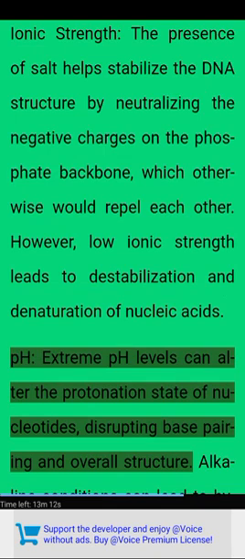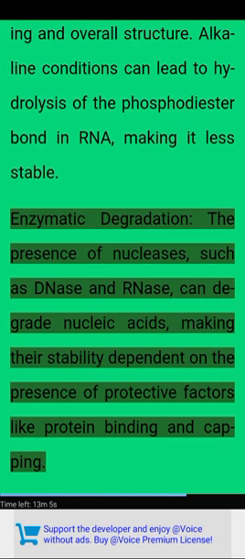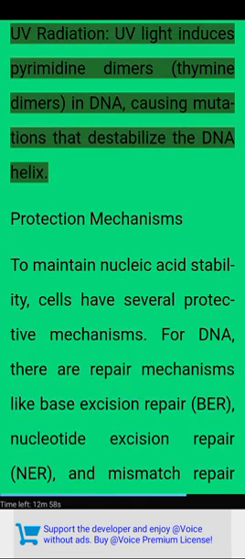pH. Extreme pH levels can alter the protonation state of nucleotides, disrupting base pairing and overall structure. Alkaline conditions can lead to hydrolysis of the phosphodiester bond in RNA, making it less stable. Enzymatic degradation. The presence of nucleases, such as DNases and RNases, can degrade nucleic acids, making their stability dependent on the presence of protective factors like protein binding and capping. UV radiation. UV light induces pyrimidine dimers, such as thymine dimers in DNA, causing mutations that destabilize the DNA helix.